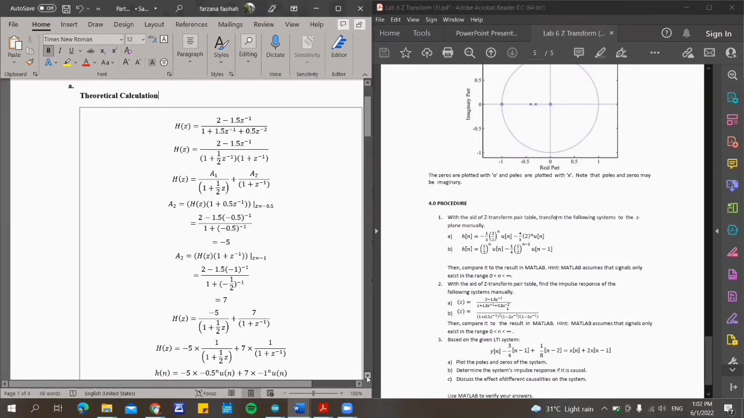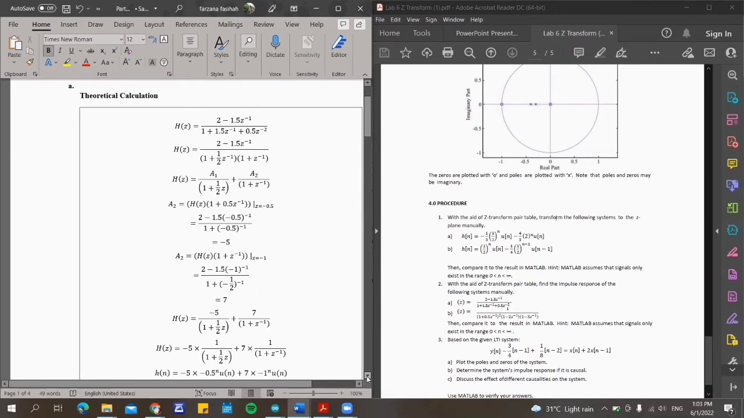For part 2, there are 2 additional questions that must be solved. We need to find the impulse response of 2A and 2B manually using the Z transform pair table, and then compare it to the MATLAB output. The impulse response of h[n] can be generated by MATLAB, which can be compared to our calculation result.